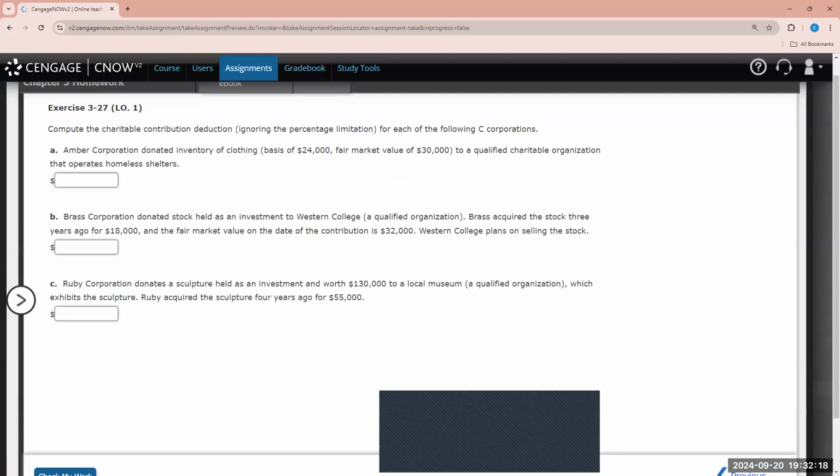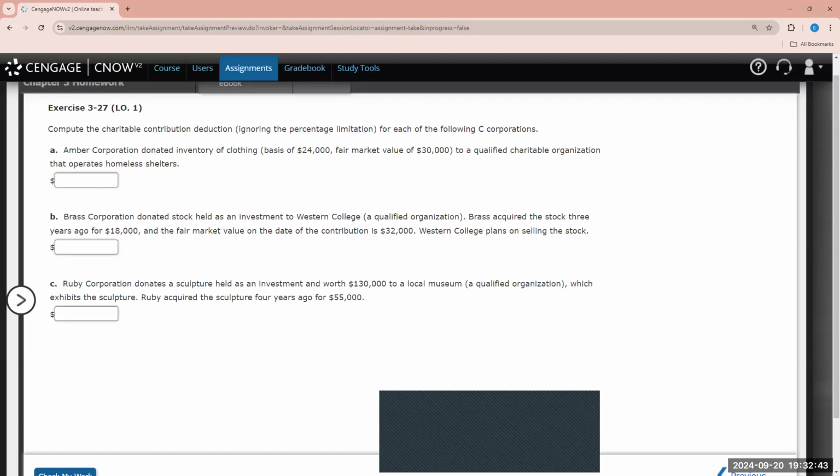All right, so this brings us to our last question. It asks us to compute the charitable contribution deduction, ignoring the percentage limitation, for each of the following C corporations. It states that Amber Corporation donated inventory of clothing, with a basis of $24,000 and a fair market value of $30,000, to a qualified charitable organization.